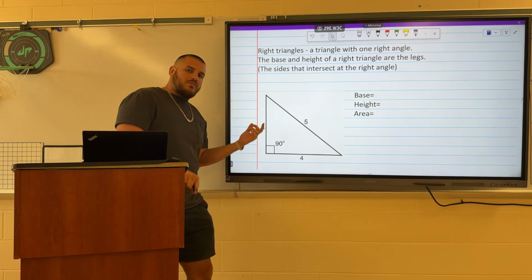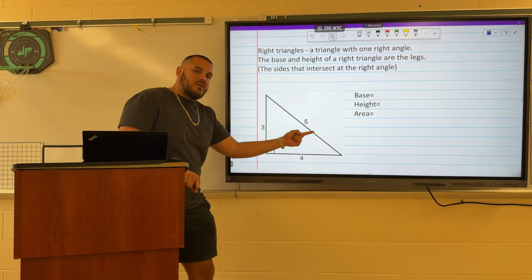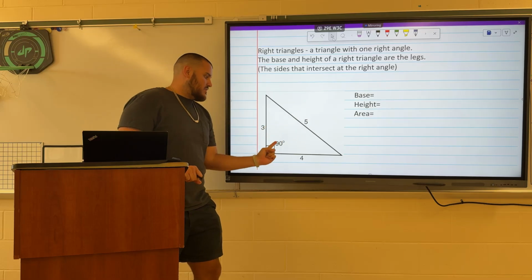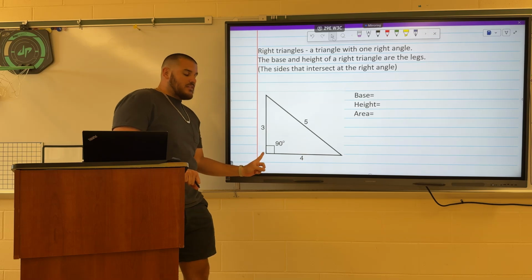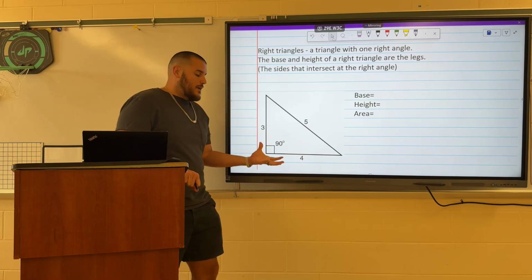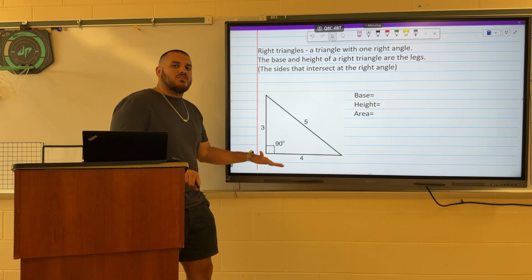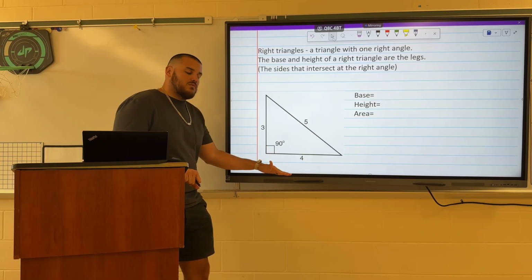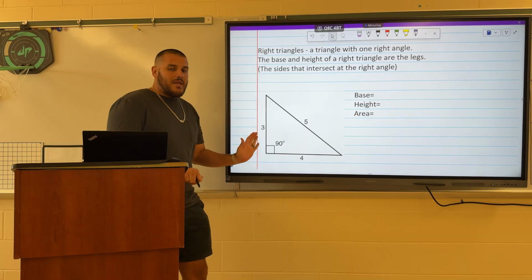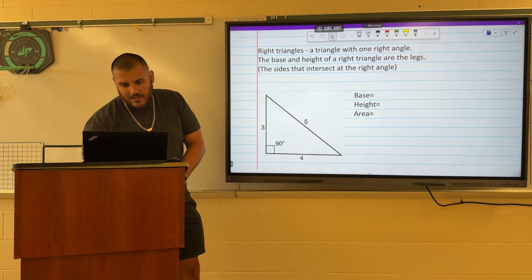Hopefully you recall from a previous math class, the longest side of the right triangle is called the hypotenuse. That's the side that does not touch the right angle. The other sides, the ones that do intersect at that right angle, are called the legs. And because those are perpendicular to each other, either can be the base and the other one would be the height. So you can say 3 is the base and 4 is the height, or 4 is the base and 3 is the height. It does not matter which one we choose.